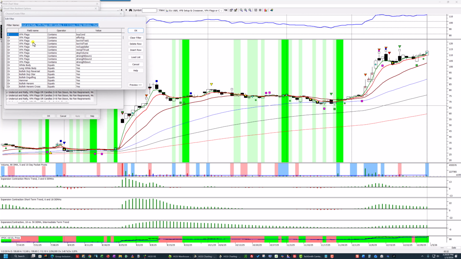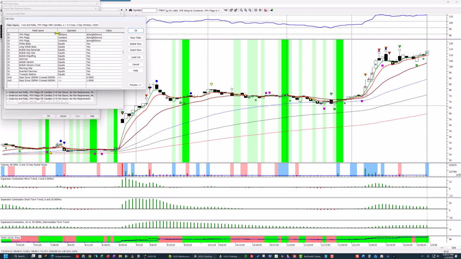They're essentially the same. If any of these conditions are met, any of these VPA flags or any of the candles are met in those conditions, then a line is generated. But these two lines at the bottom, days since the 3 crosses 6 greater than or equal to 0 or less than 1, that's when these dark green bars are generated, and that's when the 3 is crossing the 6. It's hard to tell on this particular chart.